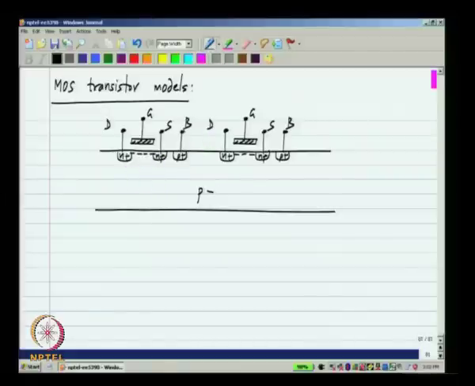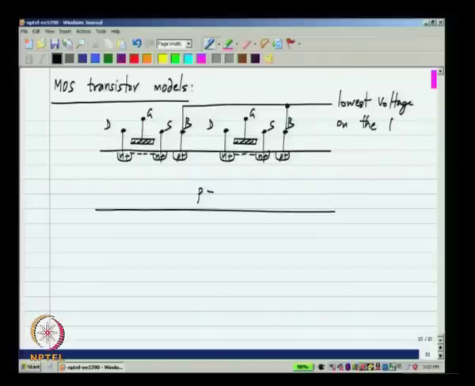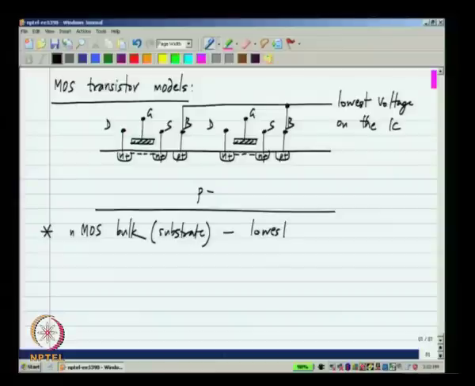So, this means that typically you are constrained to connect the bulk of the NMOS transistors to the lowest voltage on the integrated circuit. The NMOS bulk, which is basically the substrate, common substrate, is connected to the lowest voltage on the IC. Now, because of this constraint, we also have to look at what happens to the transistor when the bulk voltage is different from the source voltage.